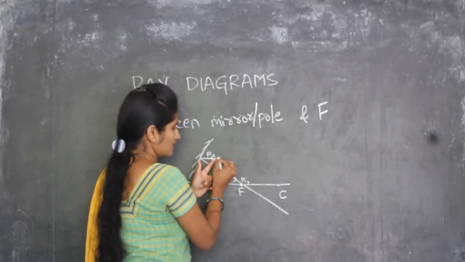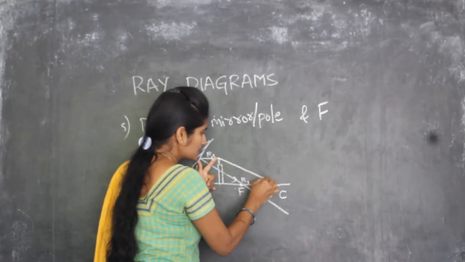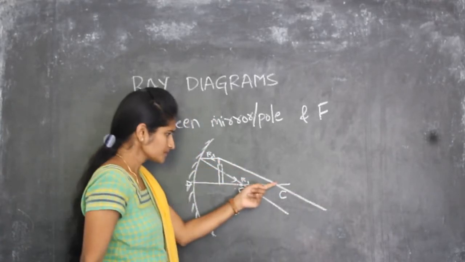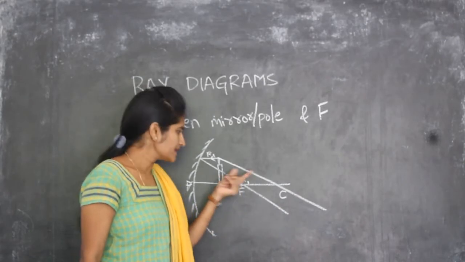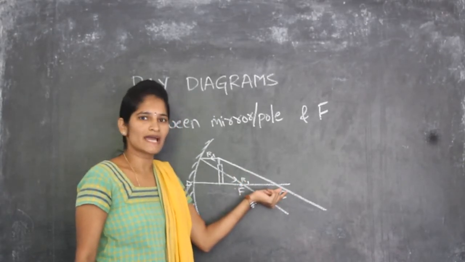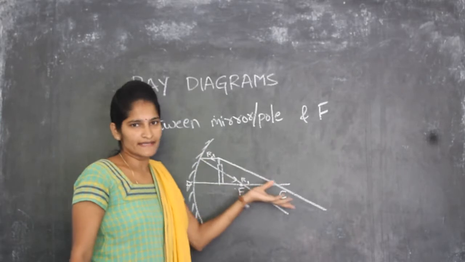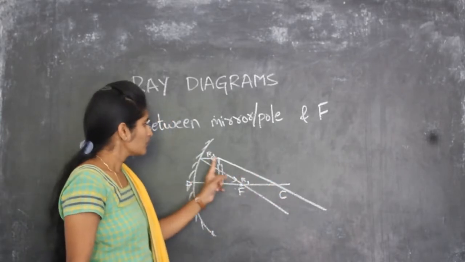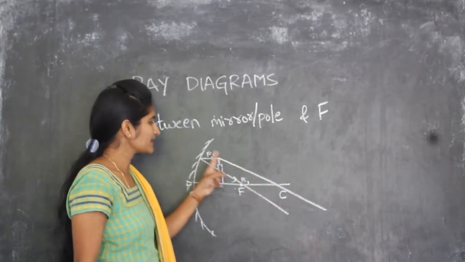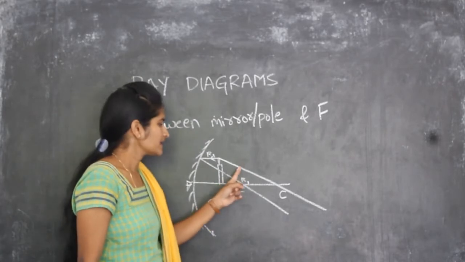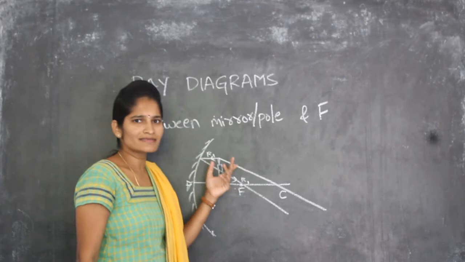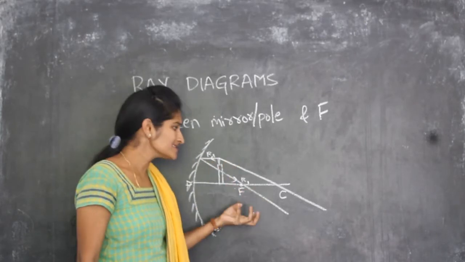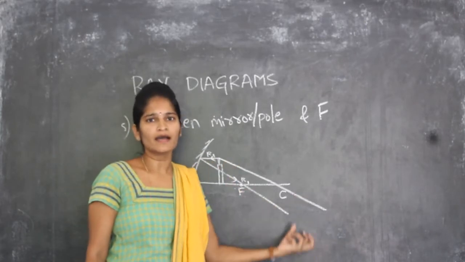So if I draw, see here, the ray is traveling from the center of curvature. When the ray is traveling from the center of curvature, what happens? It gets reflected in the same path. But here it is not reflecting from the surface. That means the ray which is passing through the center is not touching the mirror. So hence a reflected ray is not possible. So in this situation also, you can't get the image.